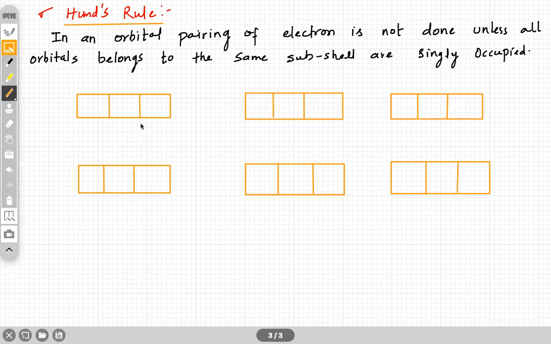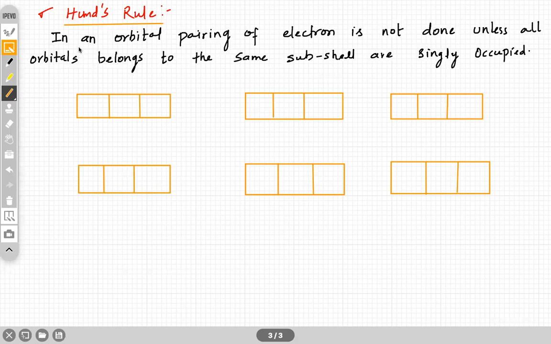You see, these are p subshell, I am assuming, and these boxes represent the orbitals in this subshell, because it says what? When all the orbitals belong to the same subshell. The orbitals that belong to d subshell are dxy, dyz, dzx, dz square, dx square minus y square. Orbitals that belong to p subshell are px, py, pz, right?